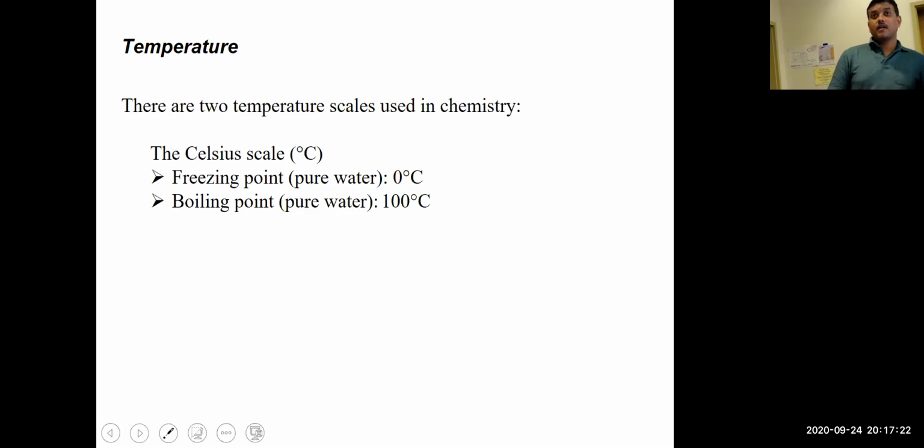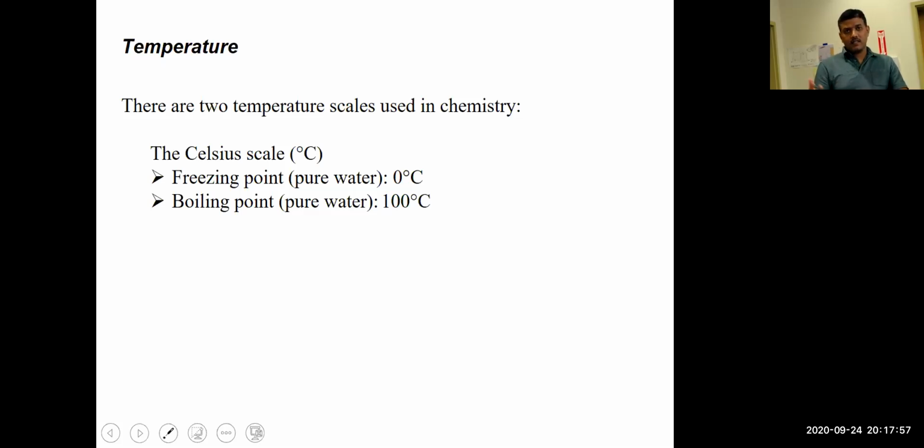Temperature we use to measure how hot or cold an object is. In scientific measurements, as I already told you in a chart a couple of slides ago, the base unit that we use is the Kelvin. So here I'm going to introduce both the common temperature reading as well as the base scientific reading. One of the readings is degrees Celsius.